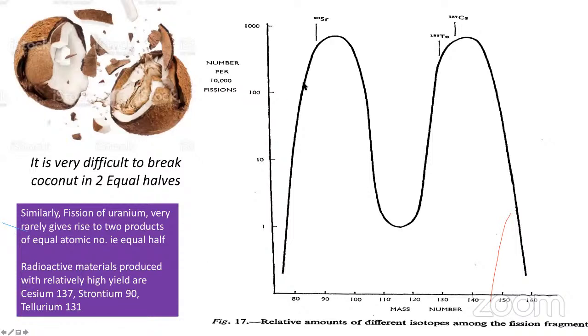That's why, if you have a nuclear accident, you say, okay, cesium, tellurium, iodine, all these are in abundance.